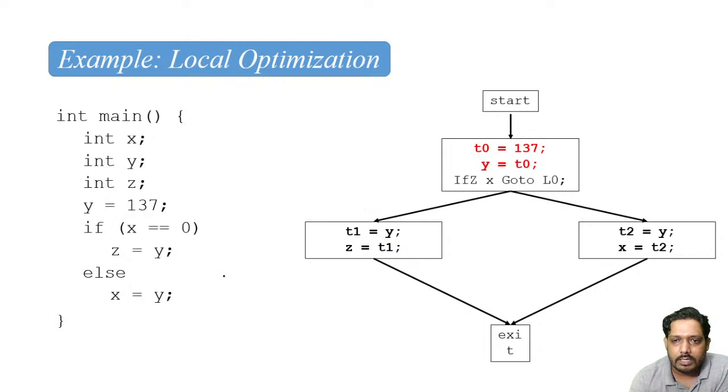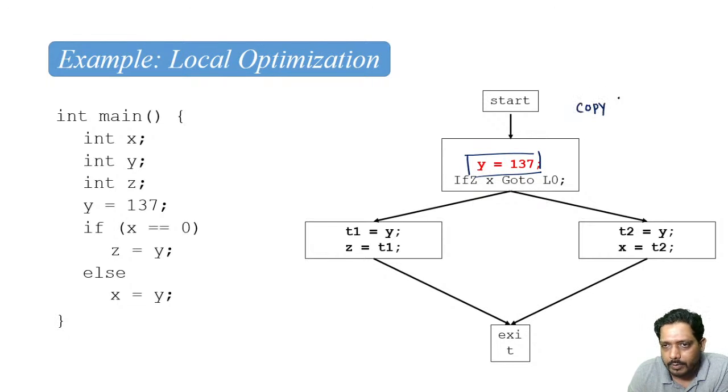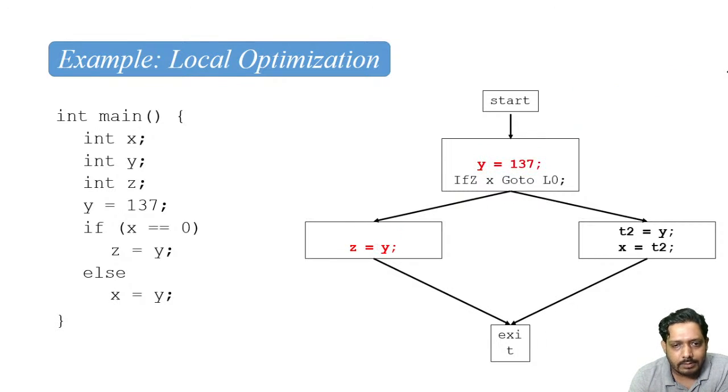So here y is equal to 137. For this one, t0 to 137, y to t0, we can write directly y to 137, and that is one category called copy propagation. Later we will do this one. Again, t1 is equal to y and z is equal to t1, which can be z equal to y; t2 equal to y, x equal to t2, which can be x equal to y. So they are working on the local level.